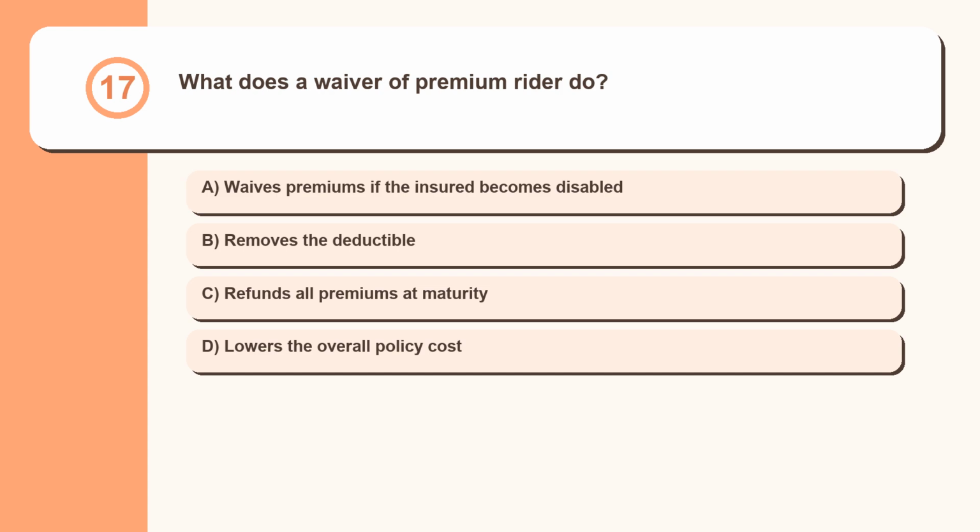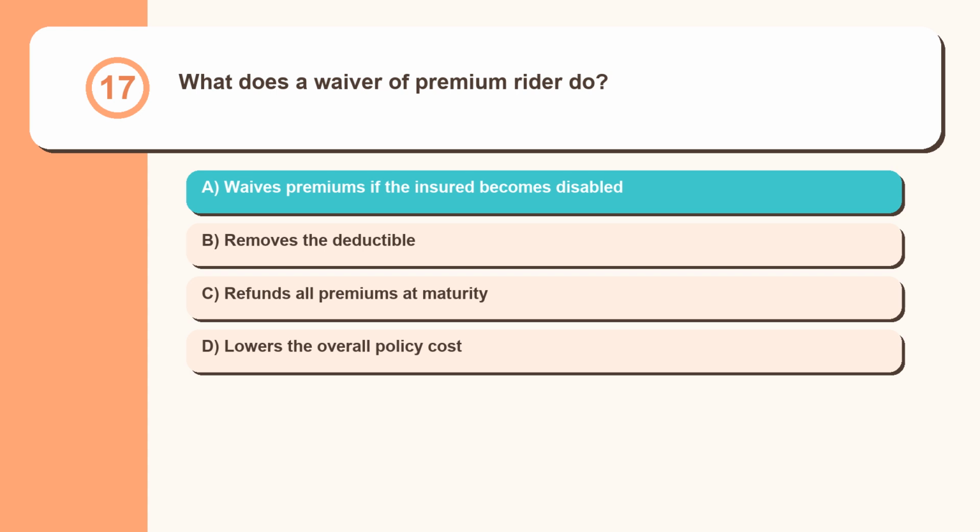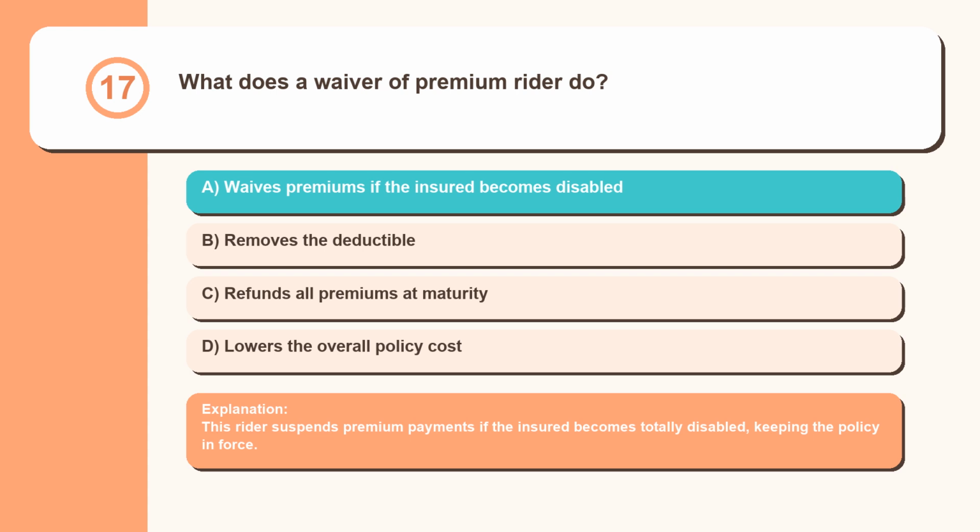Question 17. What does a waiver of premium rider do? Waives premiums if the insured becomes disabled, removes the deductible, refunds all premiums at maturity, lowers the overall policy cost. This rider suspends premium payments if the insured becomes totally disabled, keeping the policy in force.